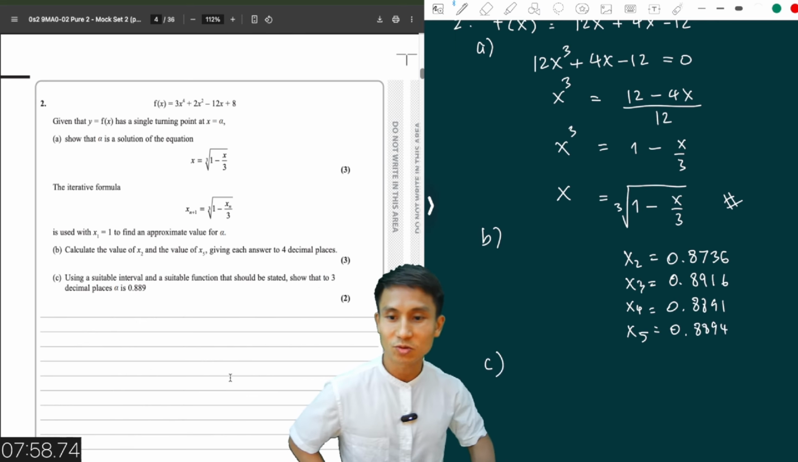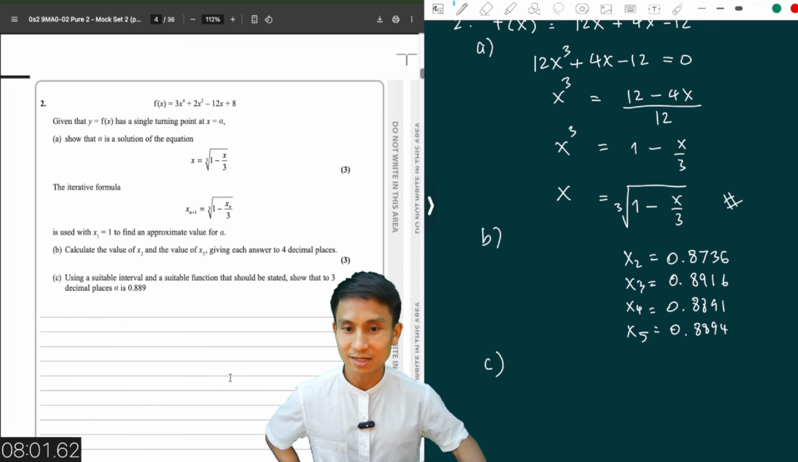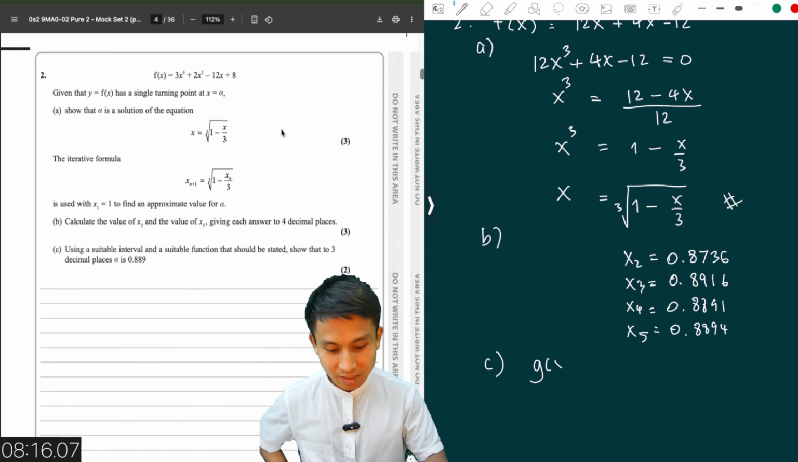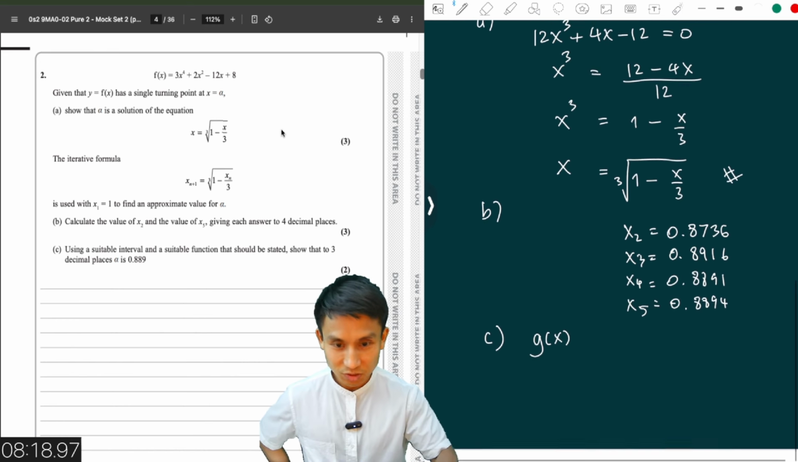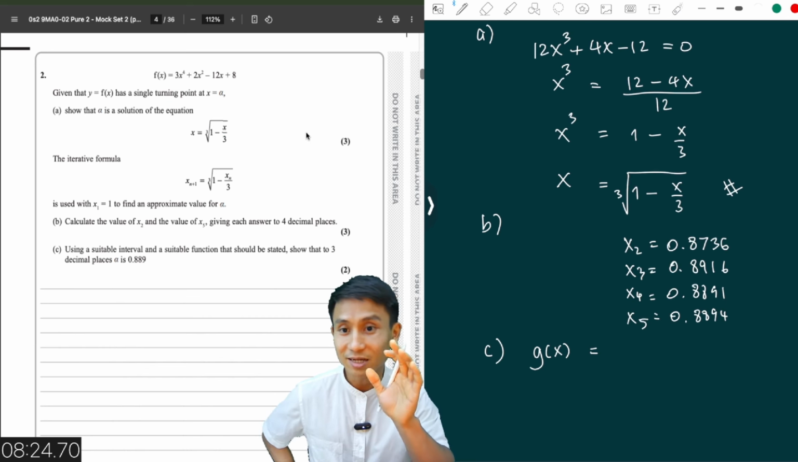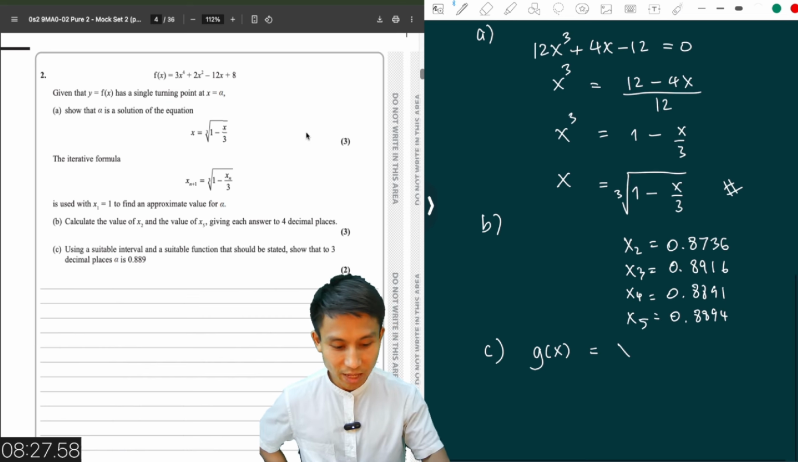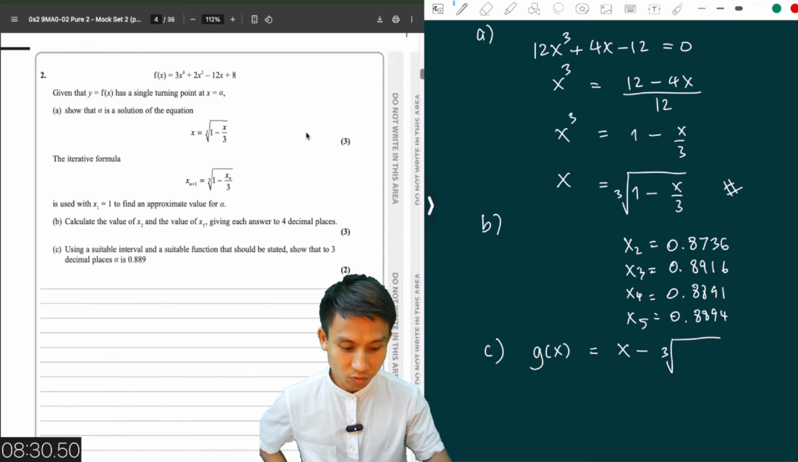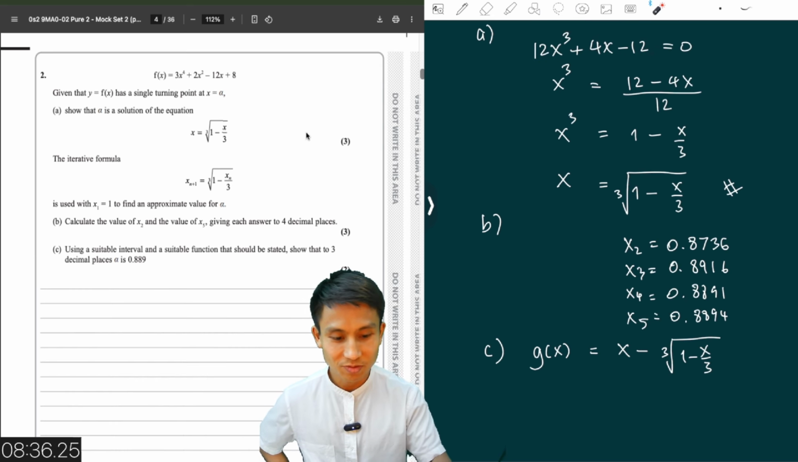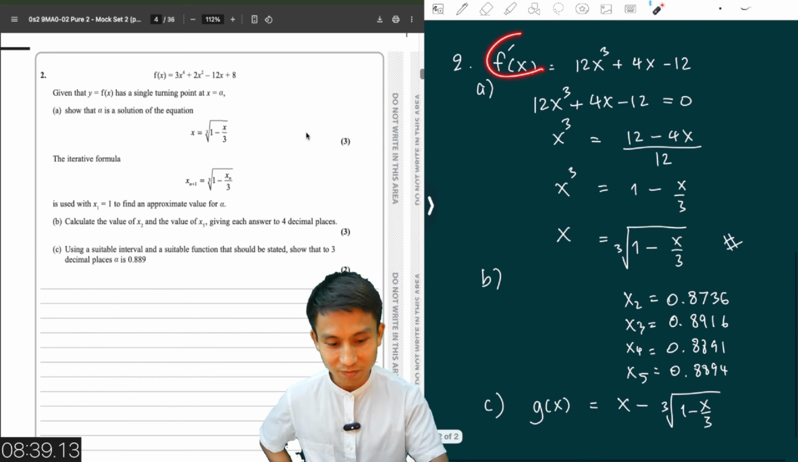Using a suitable interval and a suitable function that should be stated, show that to 3 decimal places alpha is that. Okay, a suitable function, yeah, we're going to use one of these. So before that, you need to make one side equal 0 first. So a suitable function, let's say g(x), because they already have f(x) there. So g(x) equals, you're going to make one side become 0, and you will take the side that is not 0. So I'm going to do x minus the cube root of 1 minus x over 3. Basically, it is just this equals 0.